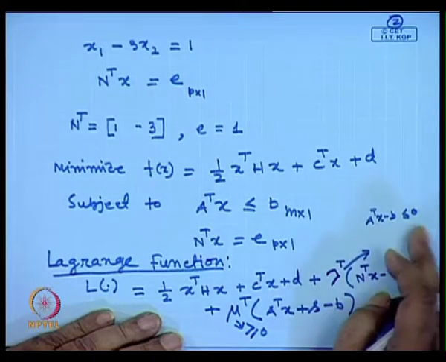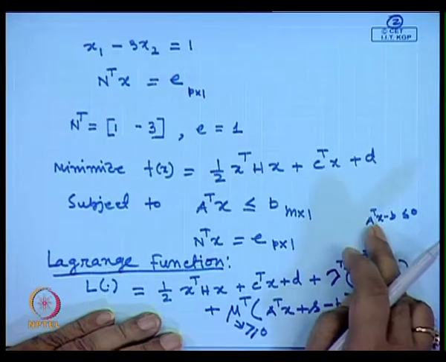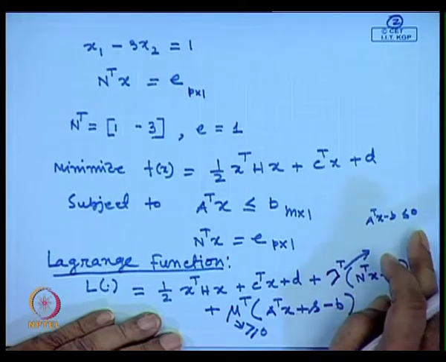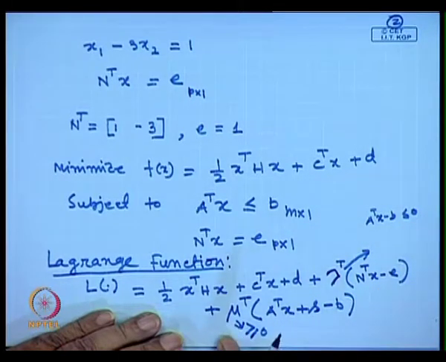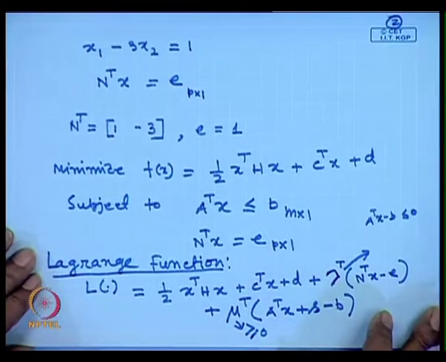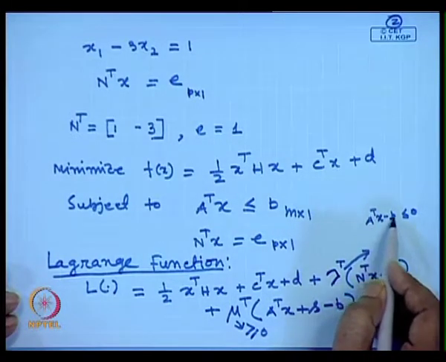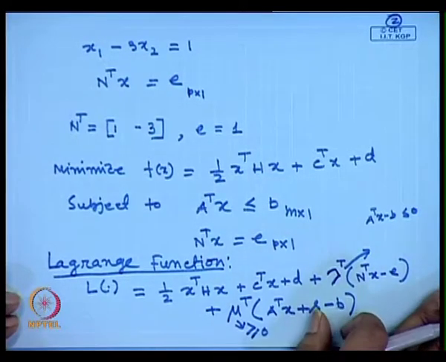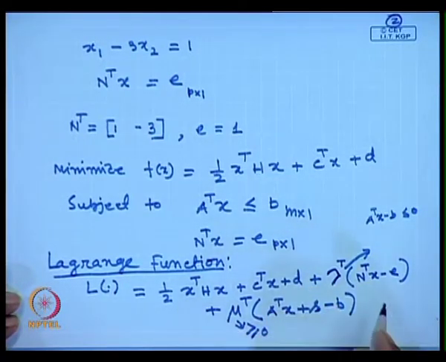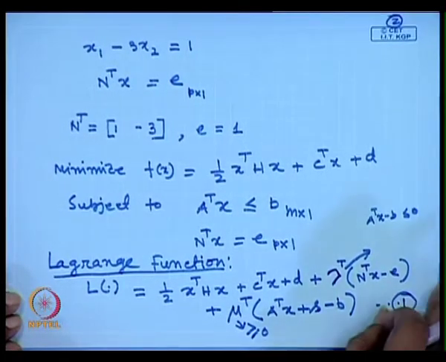In the reverse type of inequality, that is, A transpose x minus b greater than or equal to 0, then our mu should be less than or equal to 0. That means non-positive numbers in that situation. But in our case, A transpose x minus b is less than or equal to 0, so it is non-negative numbers. Let us call this equation number 1.